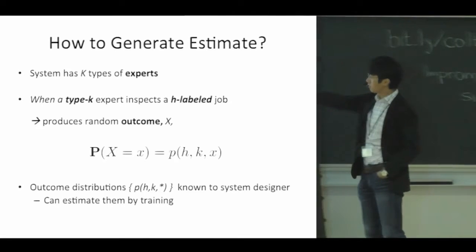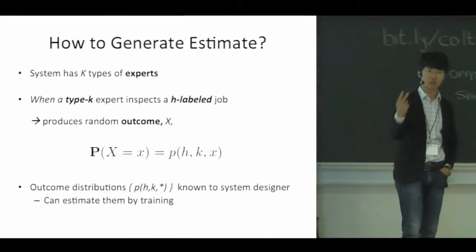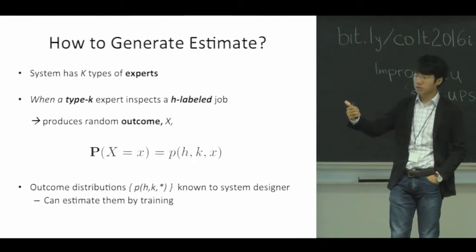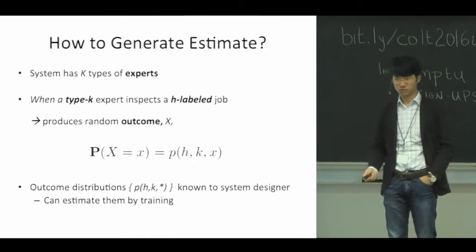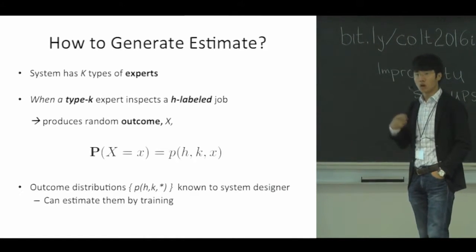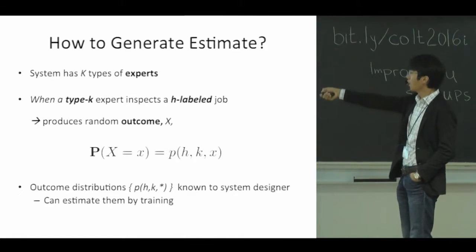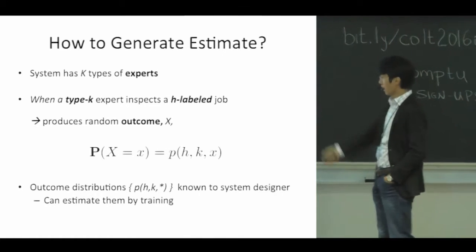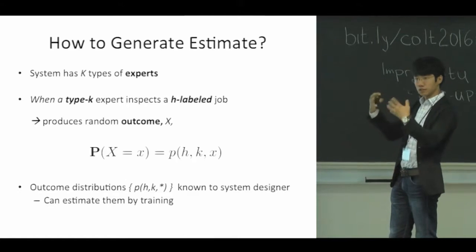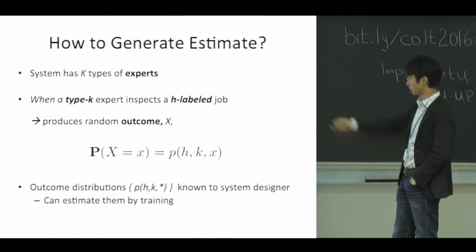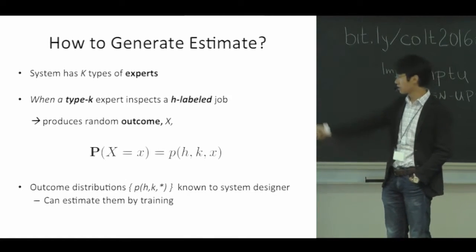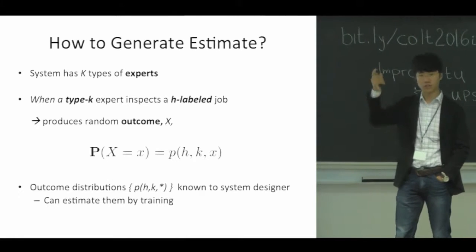The key here is this family of distributions just depends on two things: the true label of the job and the true type of the expert. We'll assume that we know who is who, meaning we know the type of the expert, and we know their way of interacting with jobs. So we know the matrix of distributions P_hk for all pairs h and k.